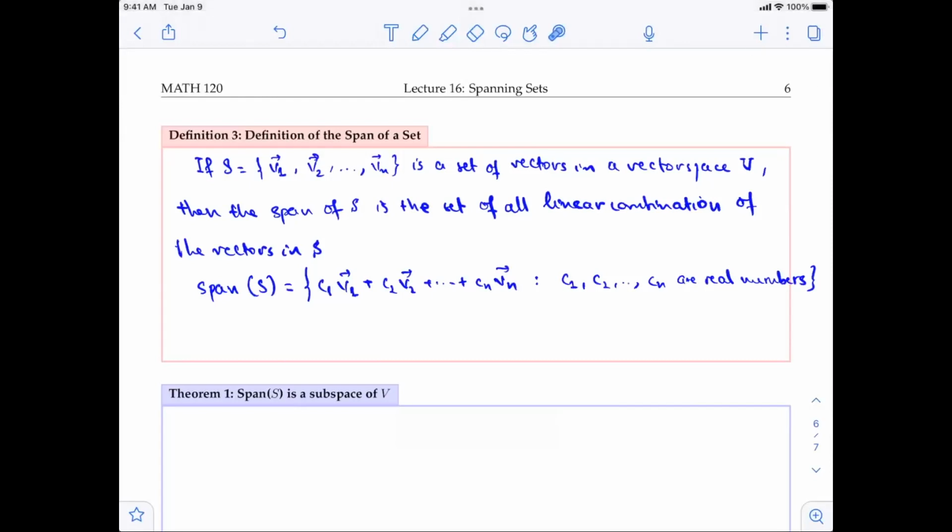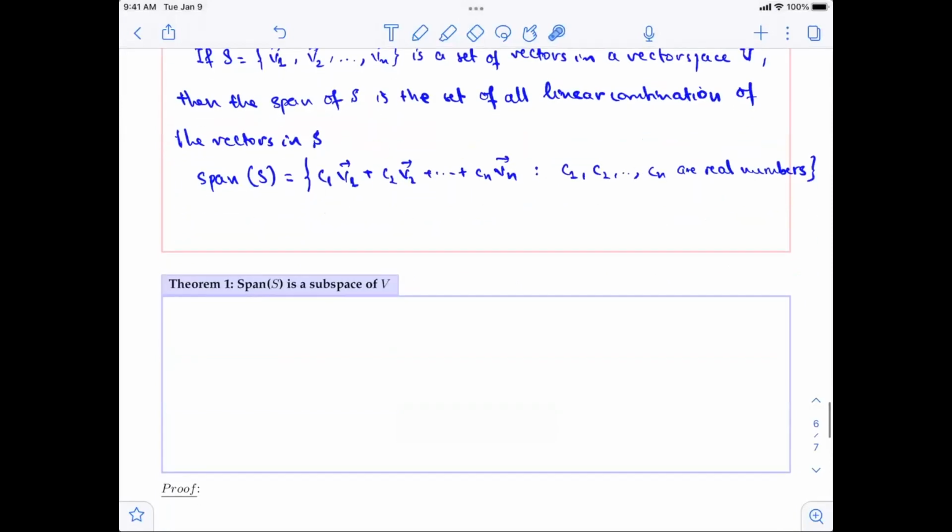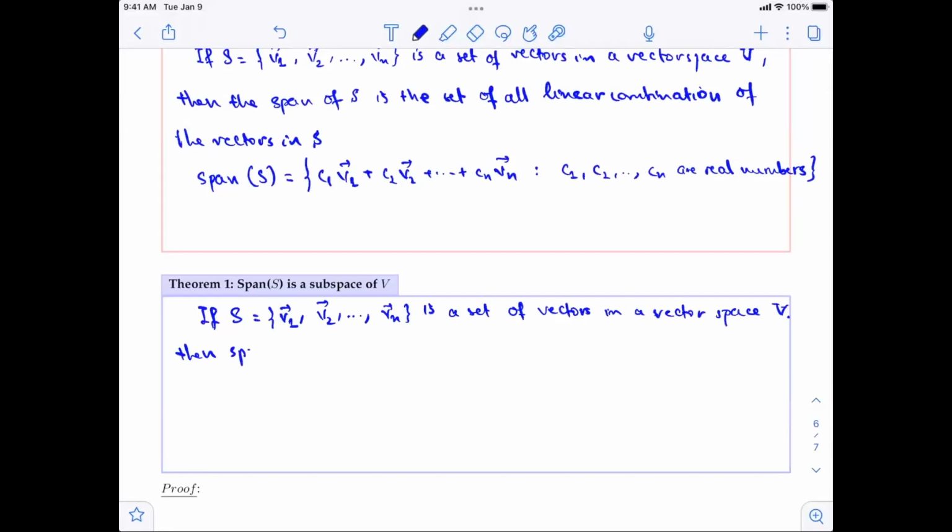All right. The next theorem is that the span of S is a subspace of V. So if S equal to {v1, v2, up to vn} is a set of vectors in a vector space V, then span S, again the set of all linear combinations of the vectors in S, is a subspace of V.